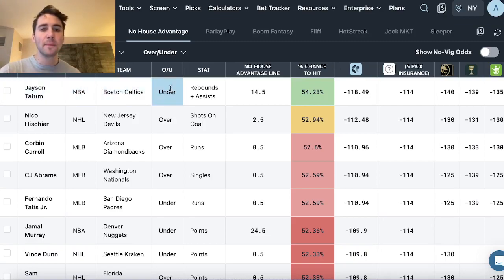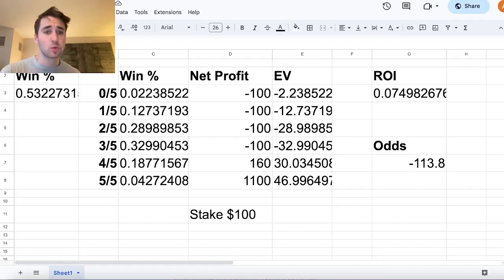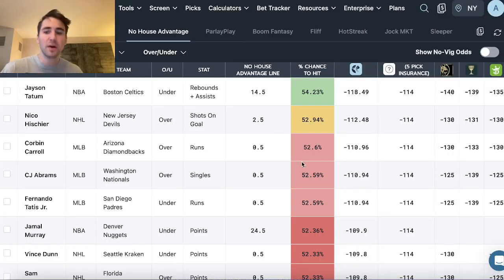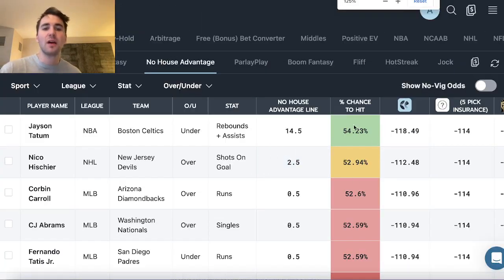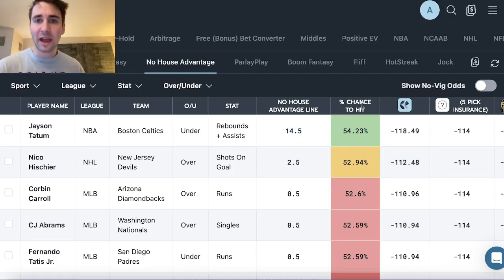So you're going to see here, Tatum under 14.5 rebounds plus assists is a player prop that's winning 54.23% of the time, right? So that's higher than 53.22%. So this is a profitable player prop to go with on No House Advantage. And why is the under favored, right? Why is the under winning over 50% of the time? Why does the under have an advantage?